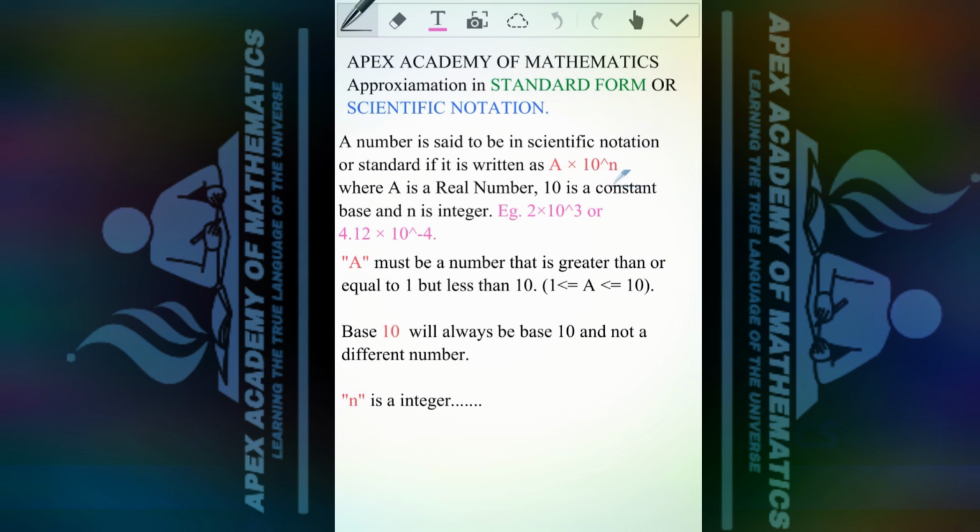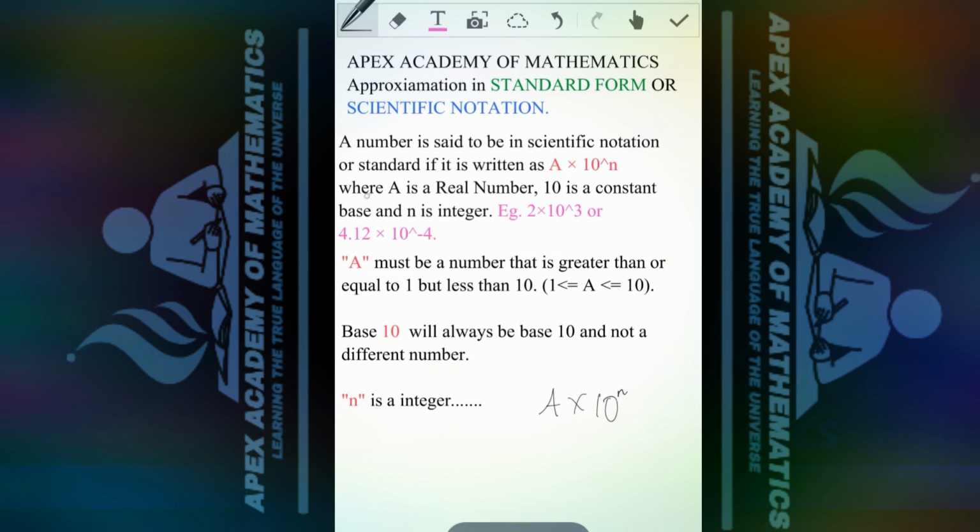Usually when you look on an exam paper, it will be written as a times 10 to the power of n. That's how it's mostly written, but due to my software I have to use this indication here, to the power of n. All right, so please make note of that. So this is how you know if a number is in standard form. All right, so what is a, what is 10, what is n, and how do we find these numbers?